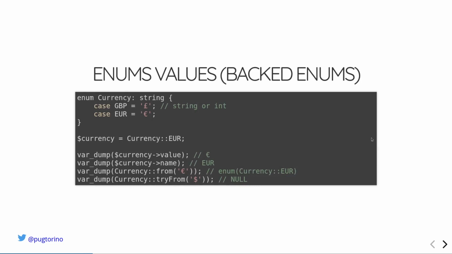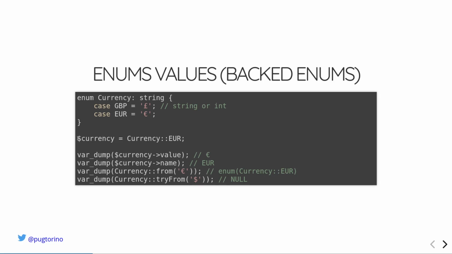You can also have a value on an enum, which are called backed enums. For instance, here you can specify for the GBP case the pound string, the pound symbol. In an enum you can specify as backed enums only string or integer. So you cannot specify here, I don't know, an array or an object. In this way, basically you have a name and a value. The name is in this case GBP, and the value is the pound symbol. The same for the euro, it is the euro symbol.